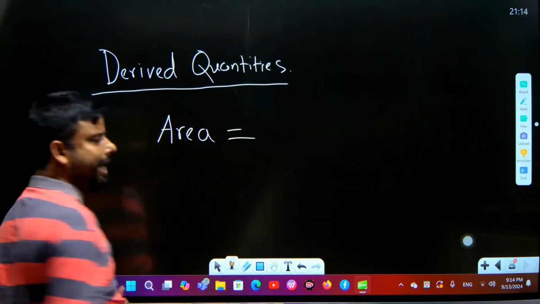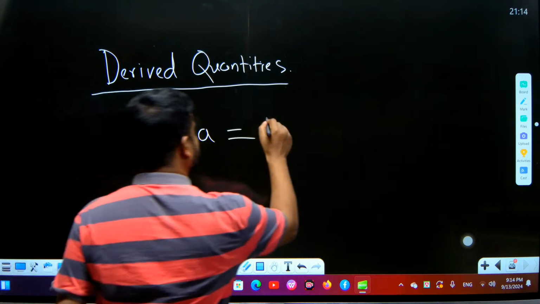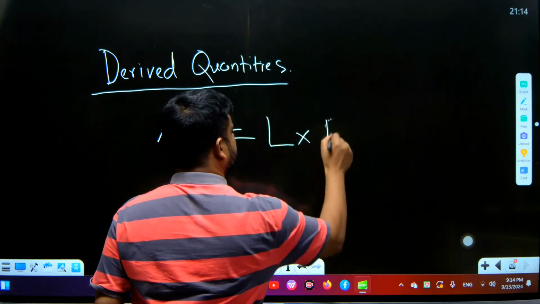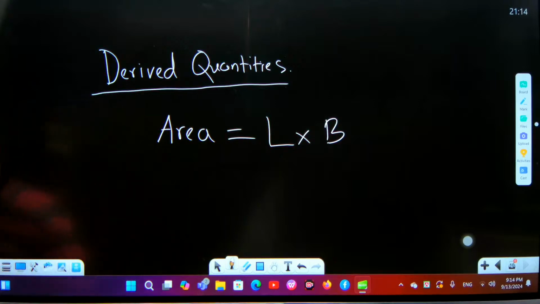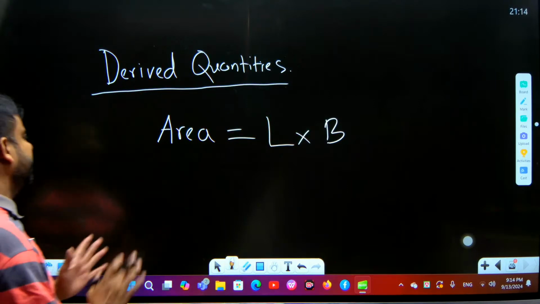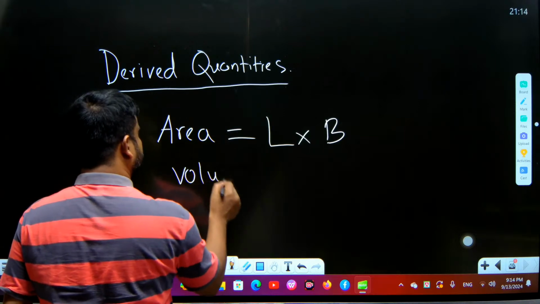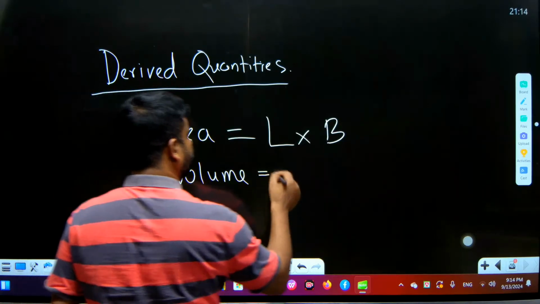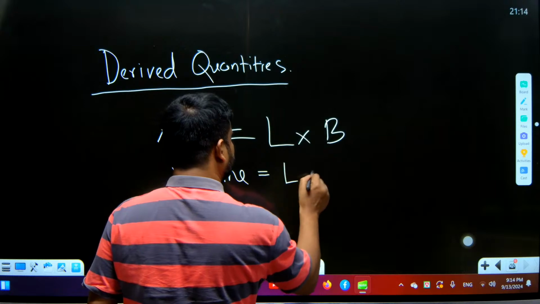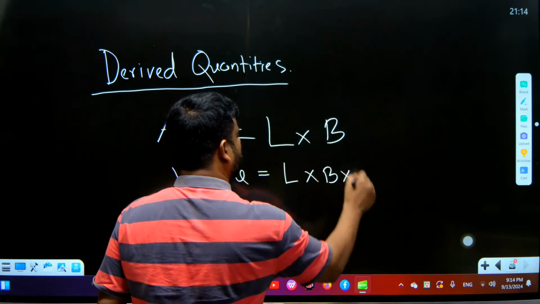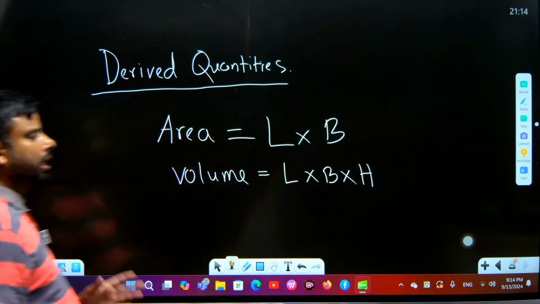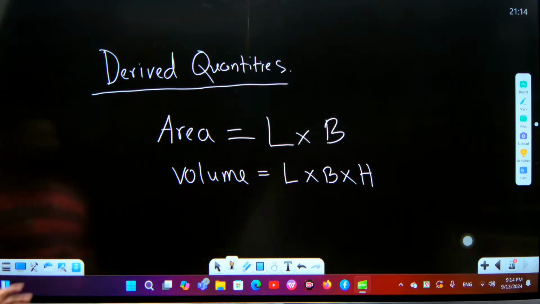To measure area, we need to measure length and breadth. Then by multiplying length into breadth, we get area. Volume: to measure volume, we have to multiply length, breadth into height or thickness. So that's why area and volume are derived quantities.